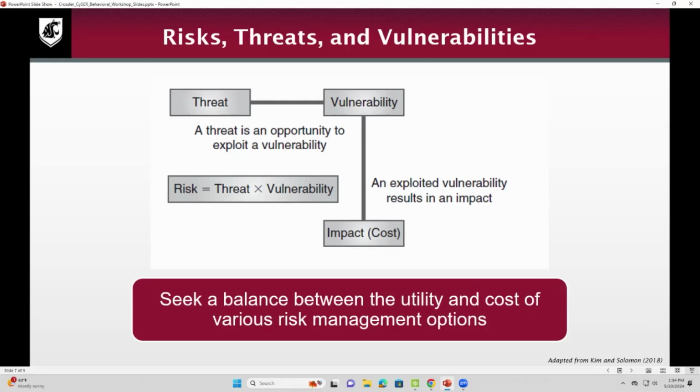Because at the end of the day, there are going to be more threats and vulnerabilities that an organization needs to address than they probably have the budget to address. So once they have gone through this process of identifying all these different things, then they can come back and say, all right, we have a $1 million budget this year. Where should we spend it? How should we invest it?